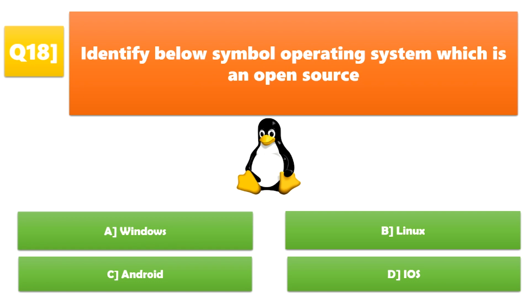Identify the below symbol of an operating system which is open source. A. Windows, B. Linux, C. Android, D. iOS. B. Linux is the correct answer.